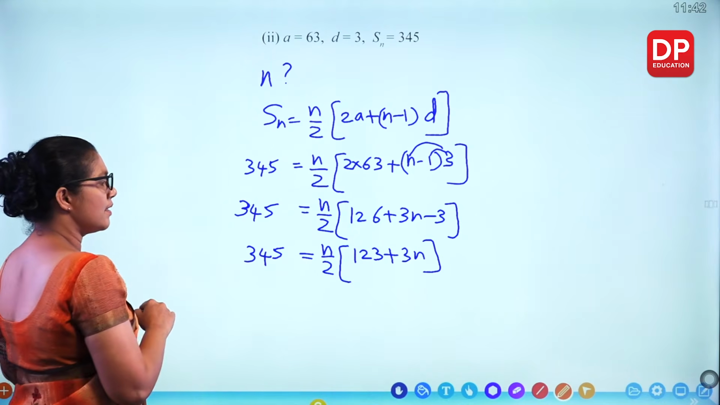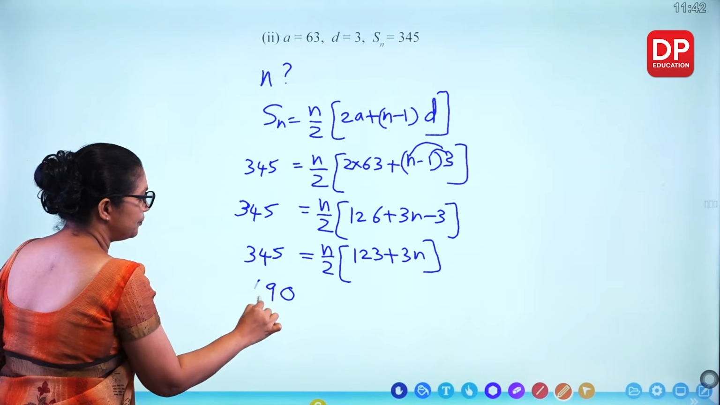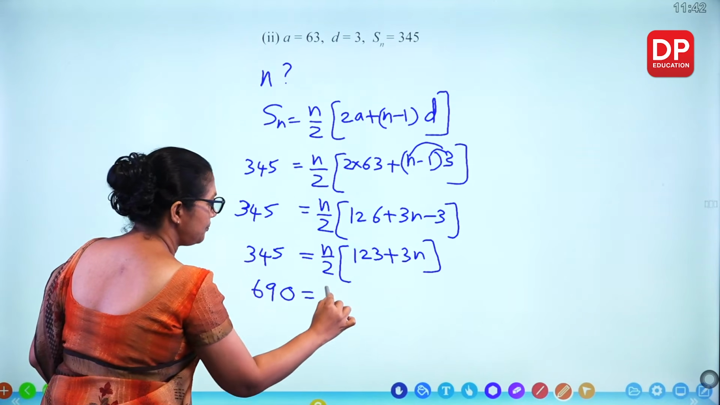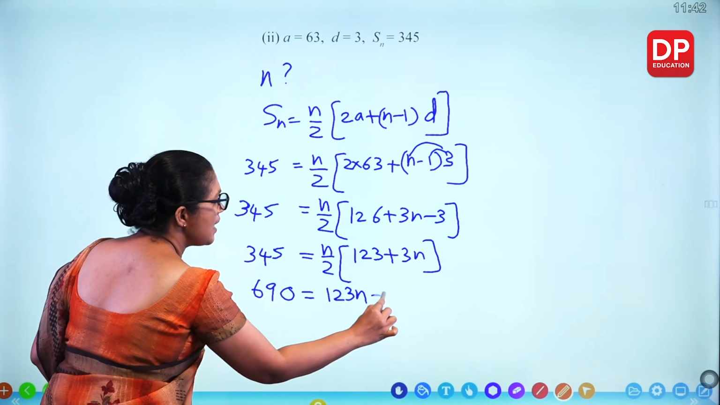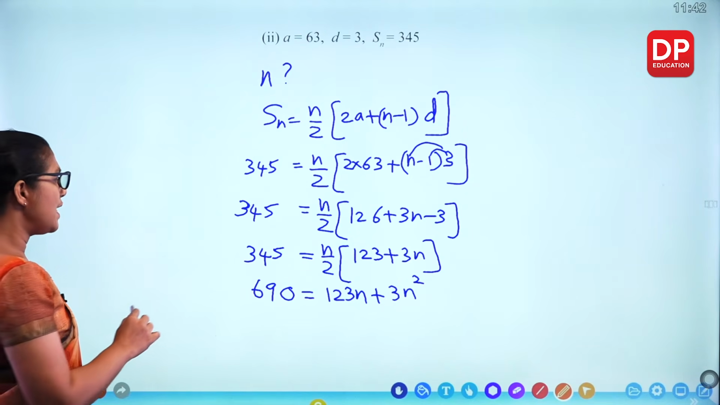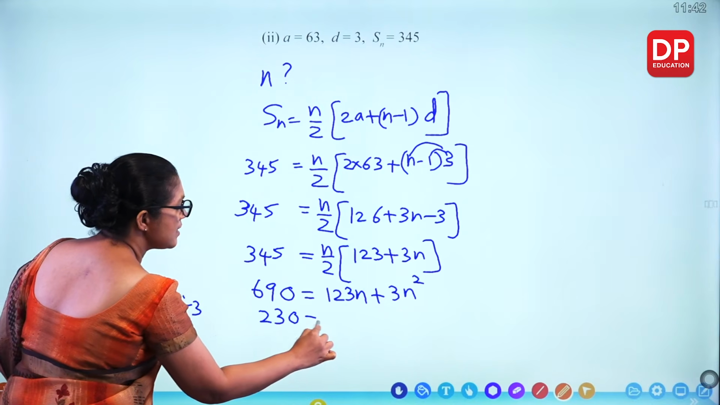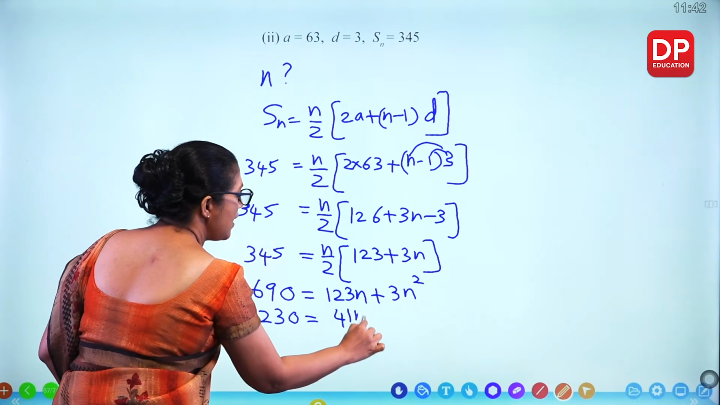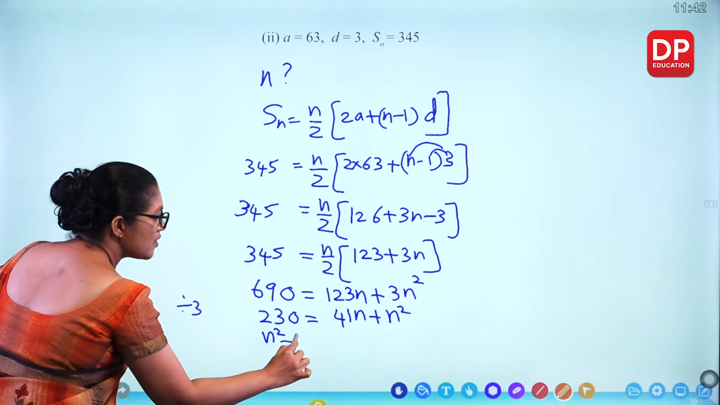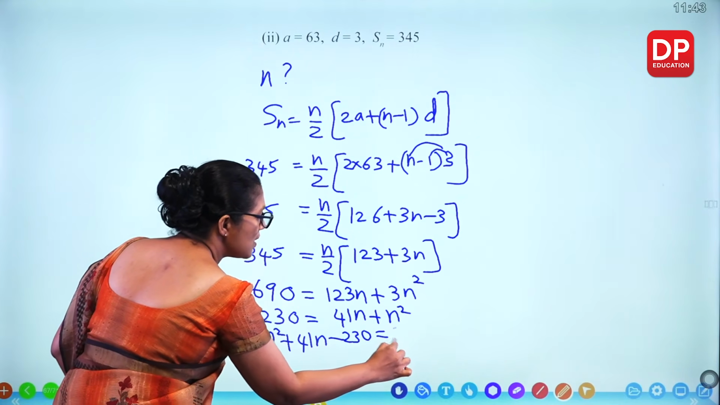345. Now multiply by 2 here, 690 is equal to 123n plus 3n squared. Divide everything by 3, I get 230 equals 41n plus n squared. Take all terms to one side, n squared plus 41n minus 230 equals 0.